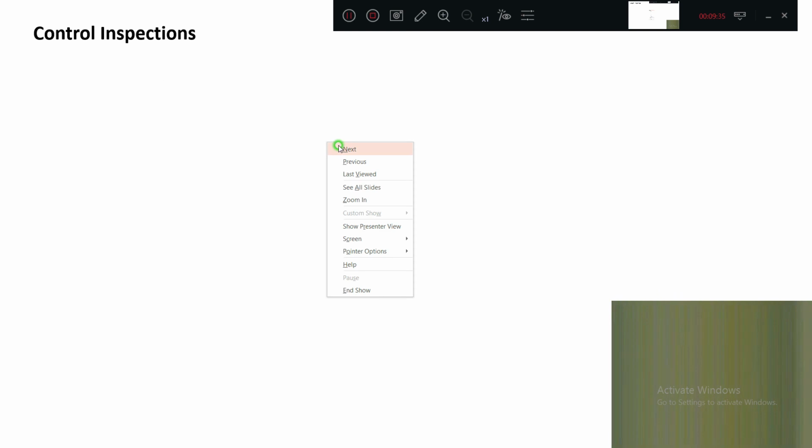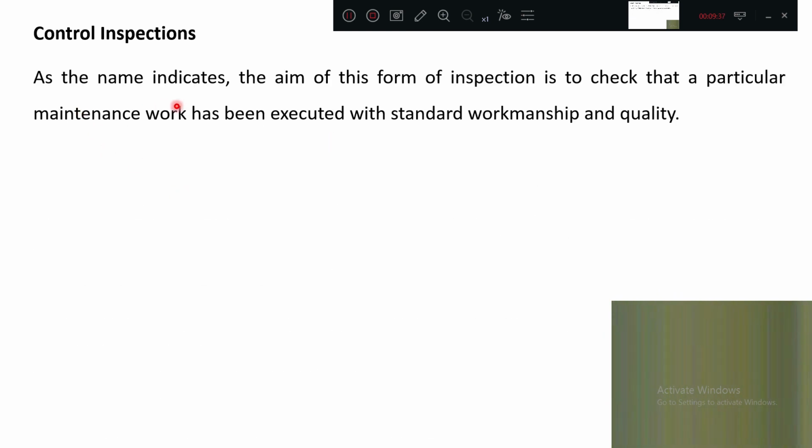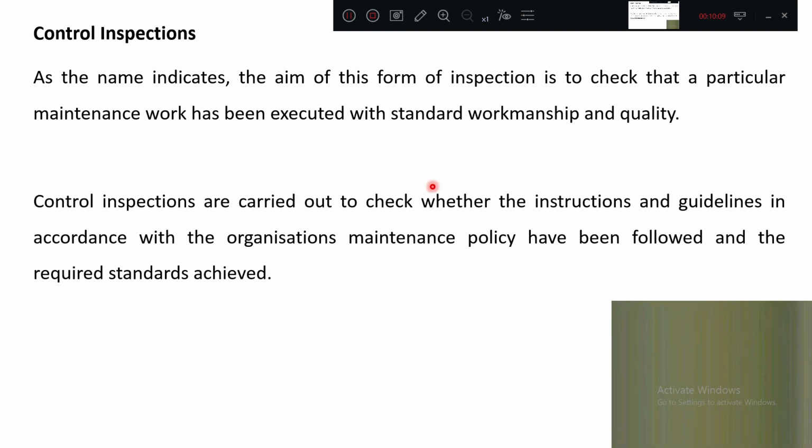Controlled inspection. What do you mean by this controlled inspection? As the name indicates, the main aim of this is to check that a particular maintenance work has been executed with the standard workmanship and quality. Controlled inspection means what? Some person has come and attended the repair work or the maintenance work. Whether he has done it up to the standard workmanship, standard quality, yes or no. To check that one, we have to go for control inspection. To check the quality, how he has done.